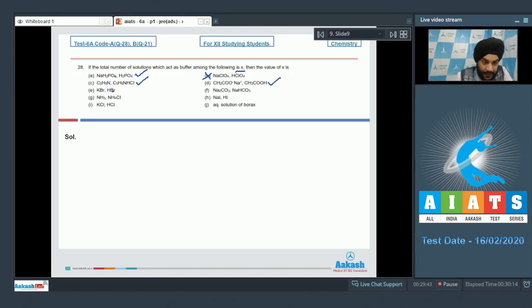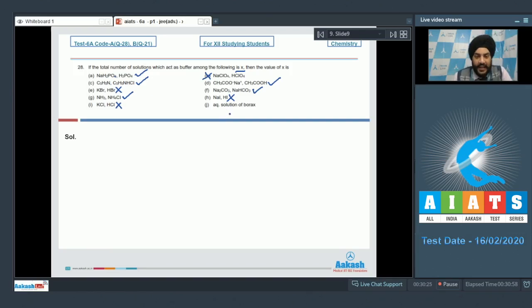If I talk about HBr and KBr given in the E option now, HBr is a strong acid, its conjugate base when mixed with it will not act as a buffer. If I talk about Na2CO3 and NaHCO3, so this is a conjugate acid base pair, and NaHCO3 is a weak acid, so its conjugate base along with it will form a buffer solution. If I talk about G, ammonia with NH4Cl, this is a buffer solution. Ammonia is a weak base. NaI and HI, this will not act as a buffer. HI is a strong acid, so its conjugate base along with it will not act as a buffer. If I talk about KCl and HCl, this will also not be a buffer.